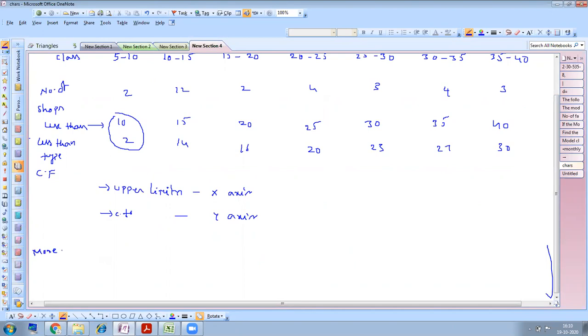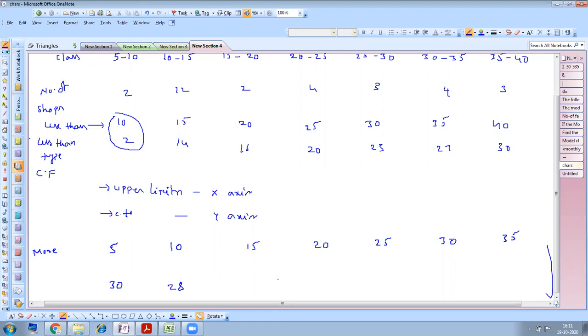If I'm taking more than or equal to something, I have to take the lower limits: more than 5, more than 10, more than 15, more than 20, more than 25, more than 30, more than 35, and more than 40, it will become 0. If I'm taking more than 5, it will be 30. Everything. 30 minus 2, more than 10 will be equal to 28.